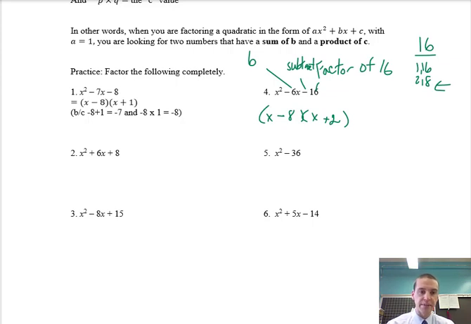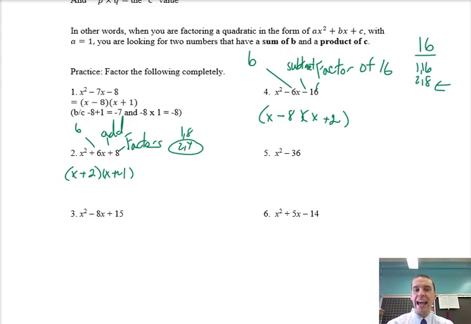So same idea here. Factors of 8 that add, notice how I'm doing this, to 6. 1, 8, 2, 4. Which one of those add to 6? 2 and 4. X plus 2, x plus 4. Why do I know they're both positive? Because I need to add to 6.